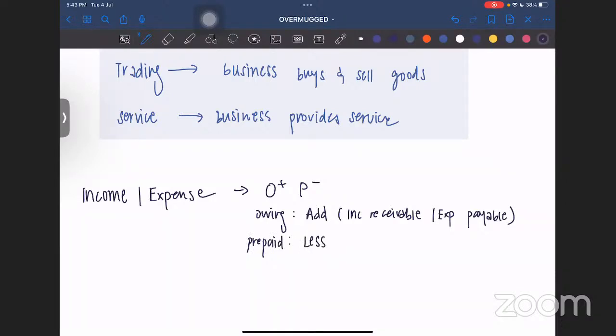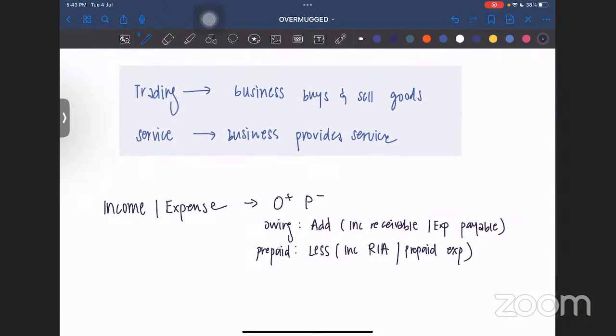Okay, minus or less. Okay, so income that is prepaid, it will be income received in advance. Okay, expense that is prepaid, it will be a prepaid expense. That's all. So as you practice more and more, you will get the hang of it better.